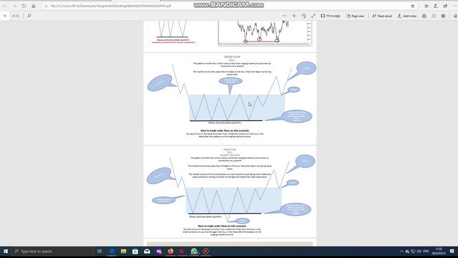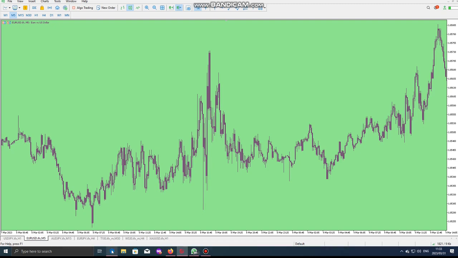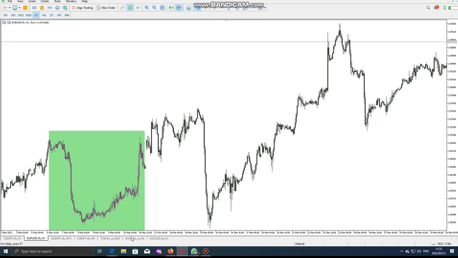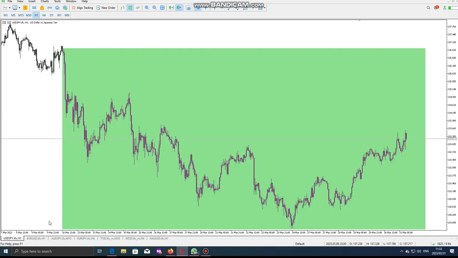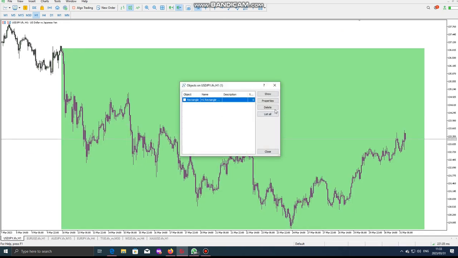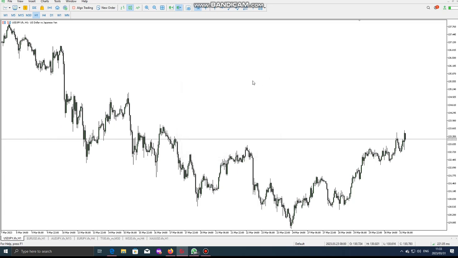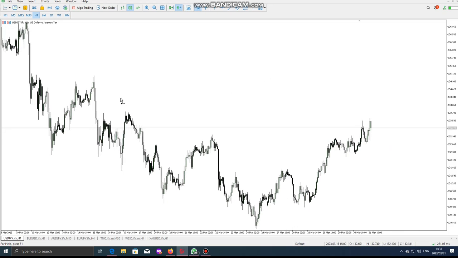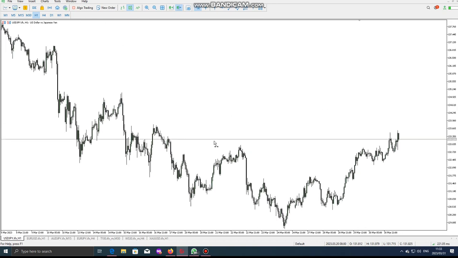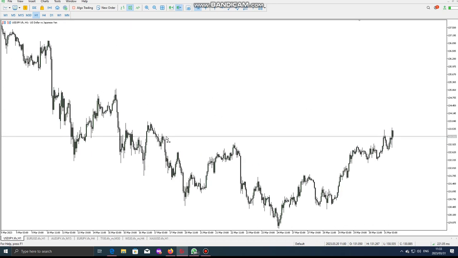Let's jump to our platform. All right, let's do this. Let's start USDJPY, Ctrl B. So okay guys, this is the current chart of USDJPY. This is the hourly chart. Do you see this one? This is an hourly chart.